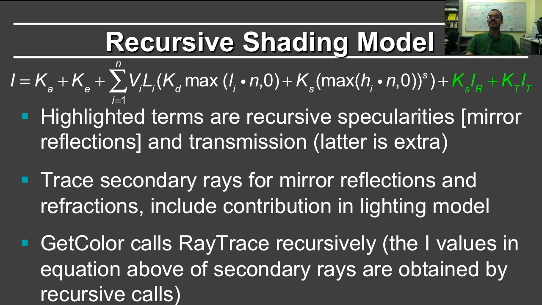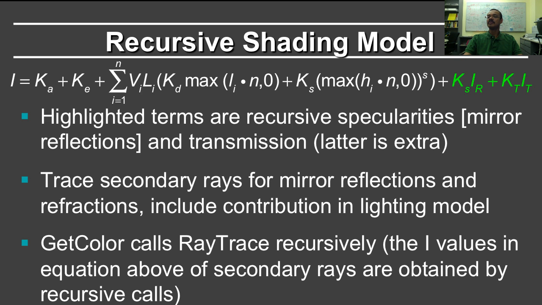Here is the recursive shading model. So the white parts of the shading model is what you saw earlier. It's really the green parts which I've added new, which is this KS IR and KT IT. The highlighted terms are recursive.